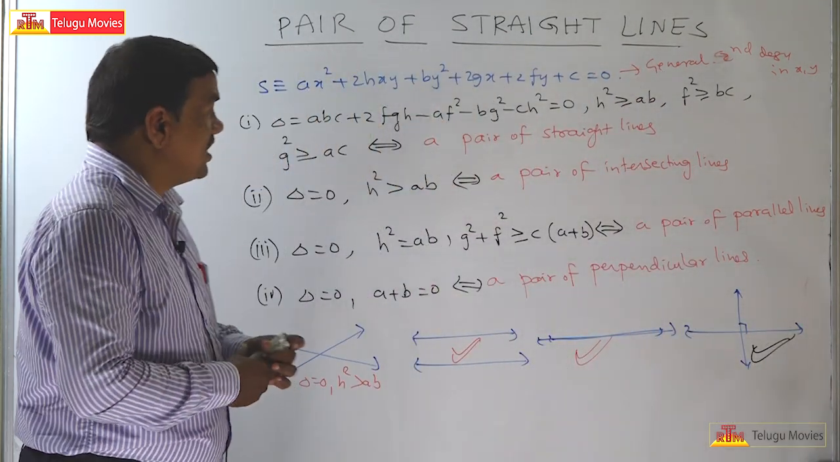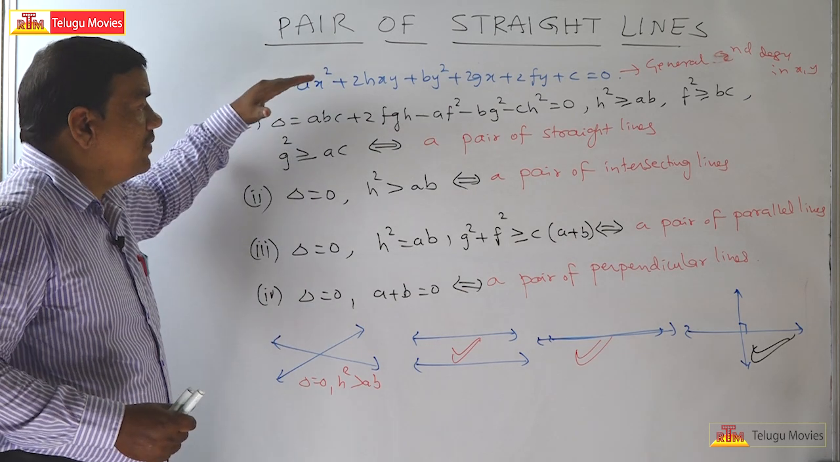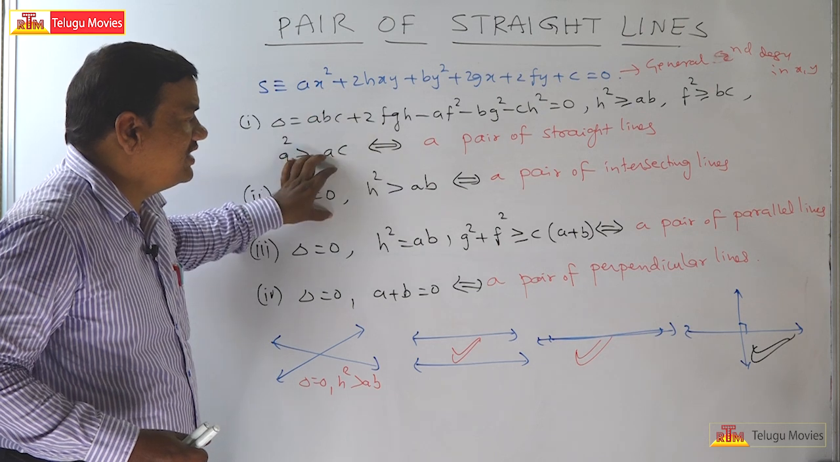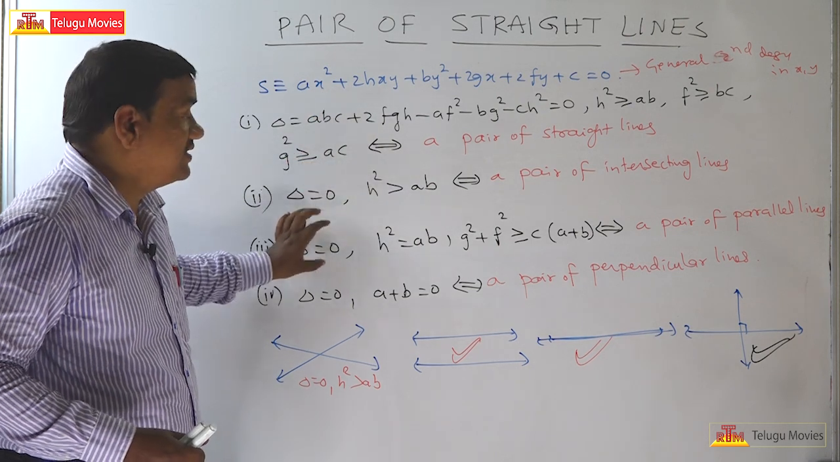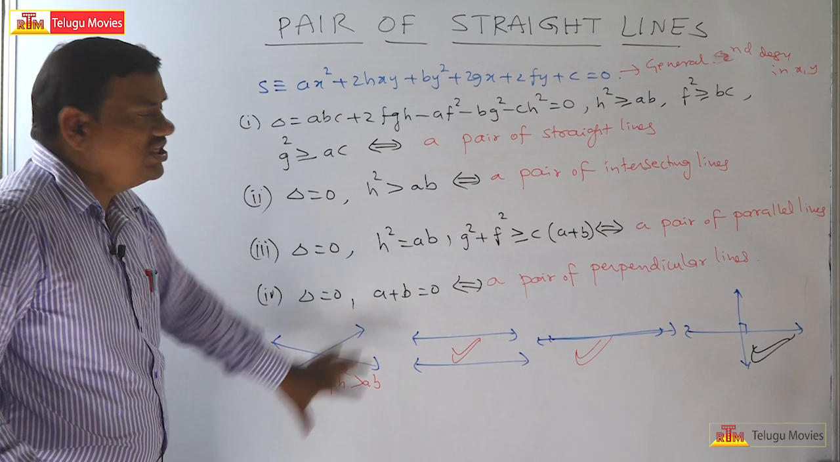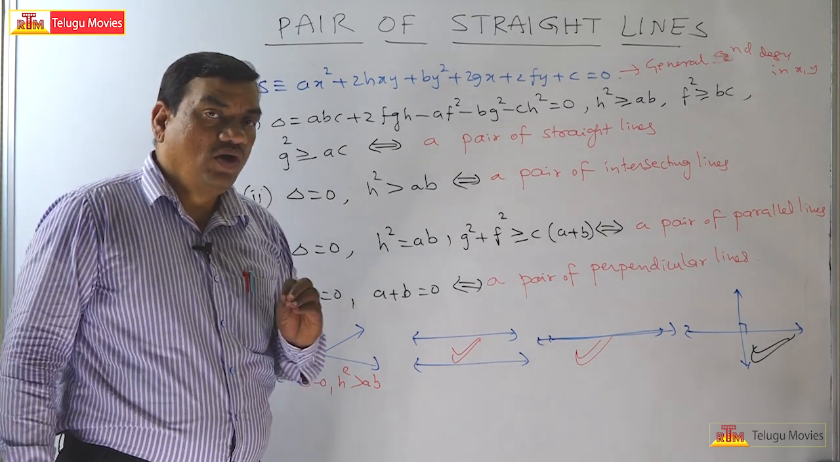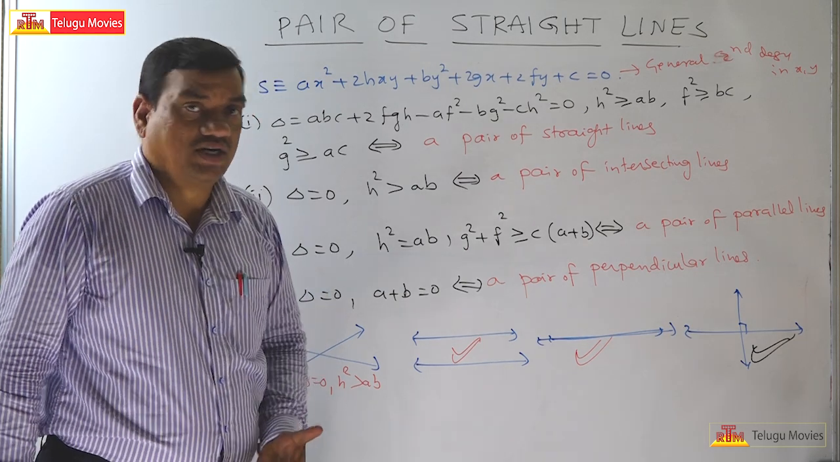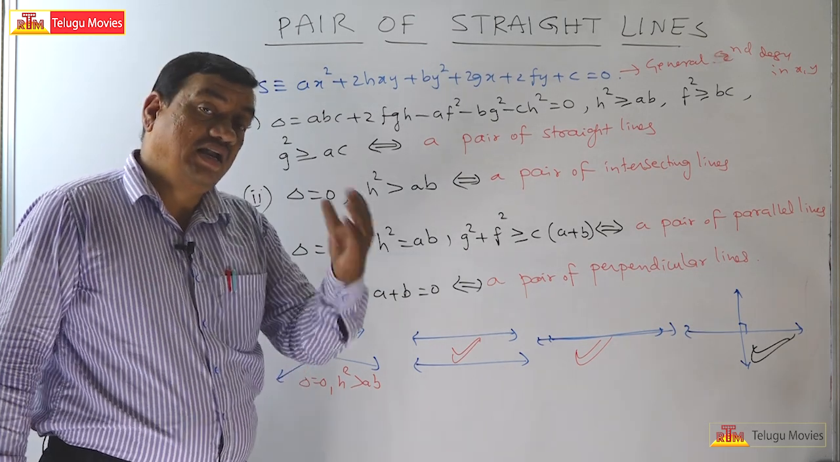Understand? So, these are the conditions: first is pair of lines, second is intersecting lines, next parallel lines, next perpendicular lines. These conditions you should know very well. This is called having a grip over the subject. Okay? So, let us see the next concept.